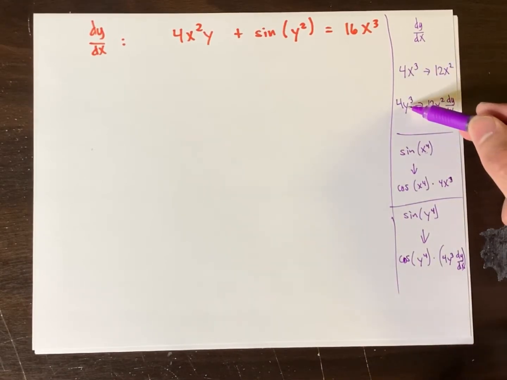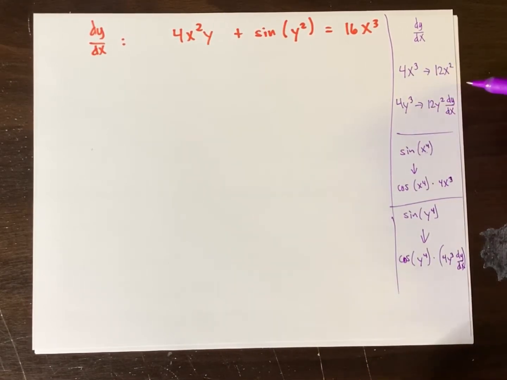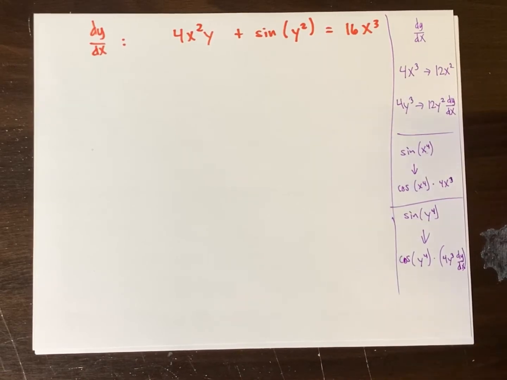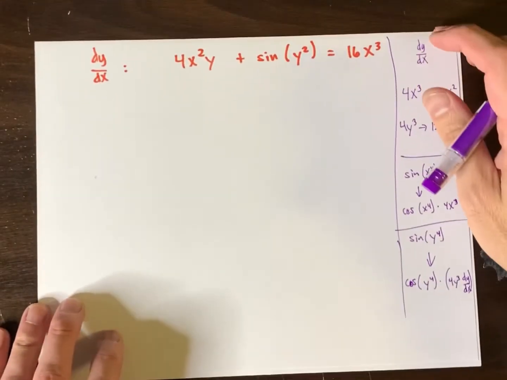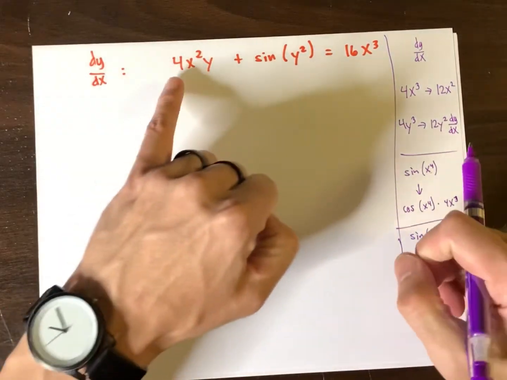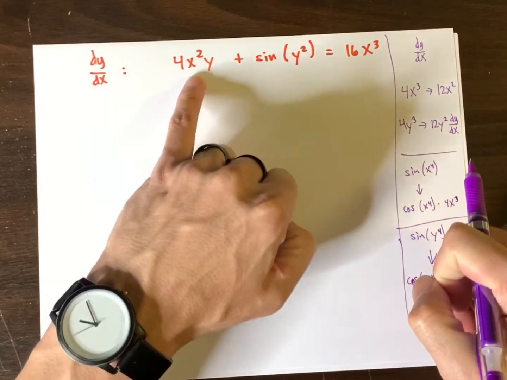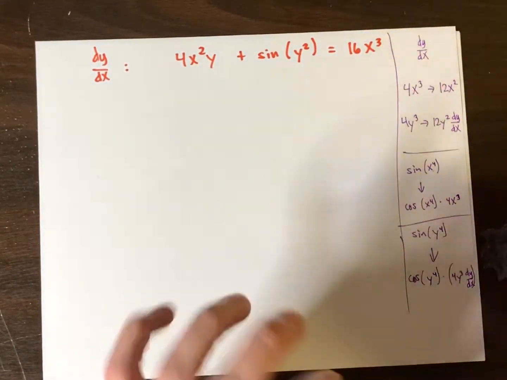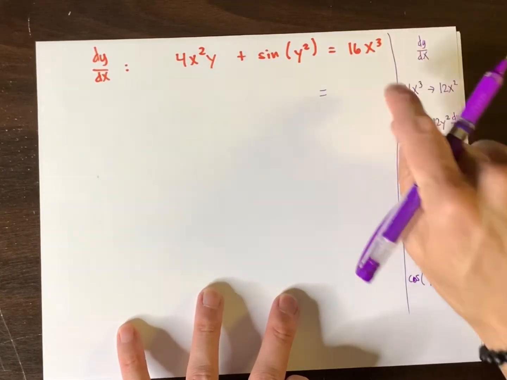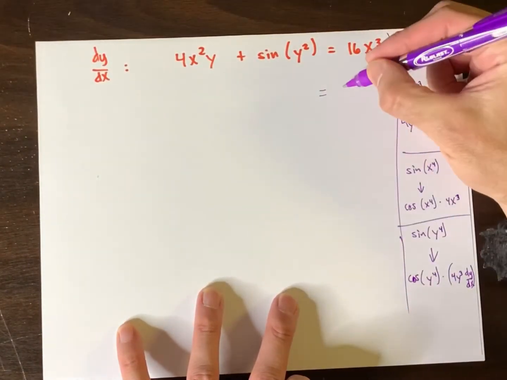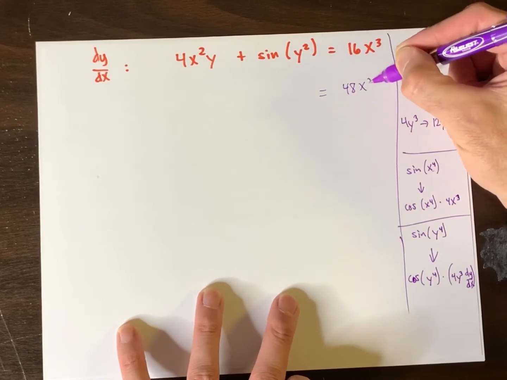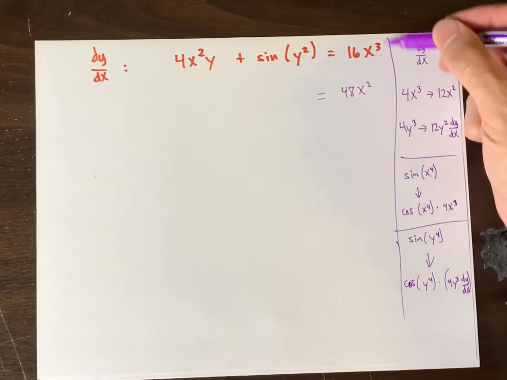But if there's a y, you do the regular derivative, but then you attach dy dx. Main problem. Let's see. So I want to find dy dx of this. I'll attack these one term at a time. If you want, we could get the easy piece out of the way, which is this piece here. That's just going to be 48x squared, right? Pretty straightforward for this piece here.